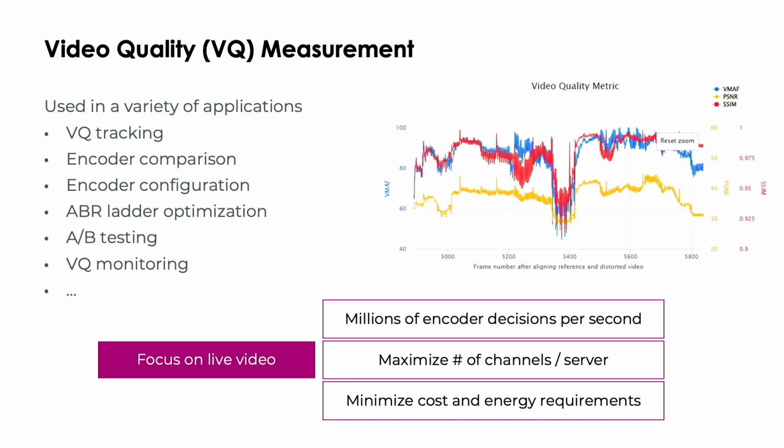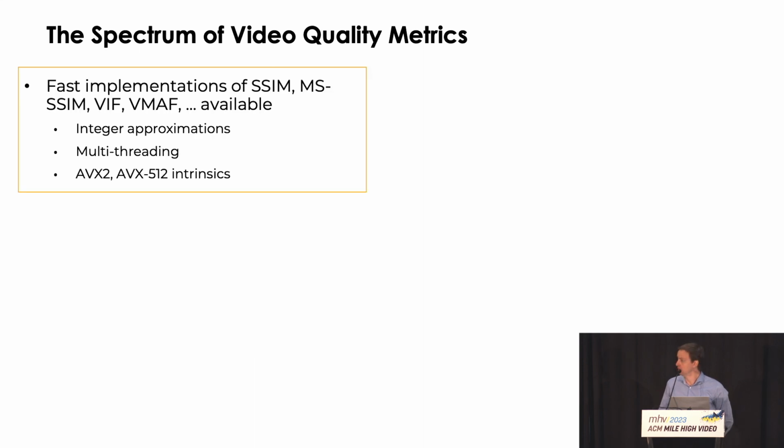So that summarizes it. We want to minimize the cost and, of course, also the energy requirements, because if we're talking about 4K or even 8K encoding, the energy requirements are quite high. So these are all important elements that we are taking into account.